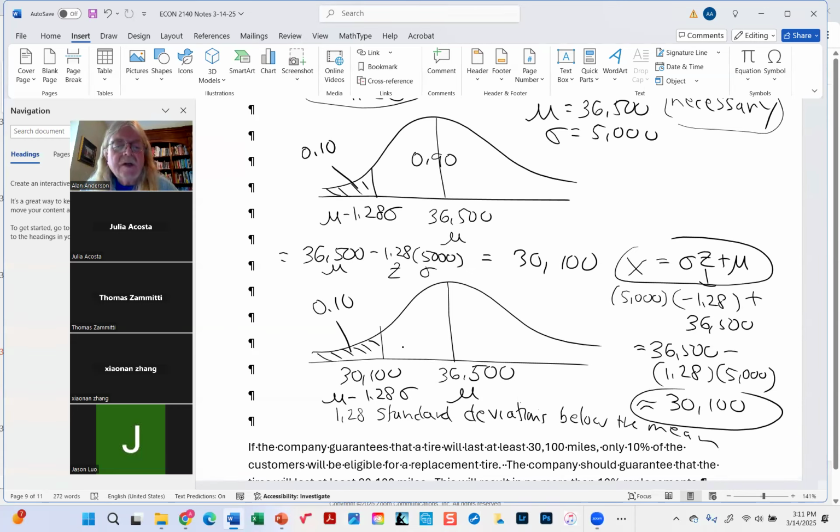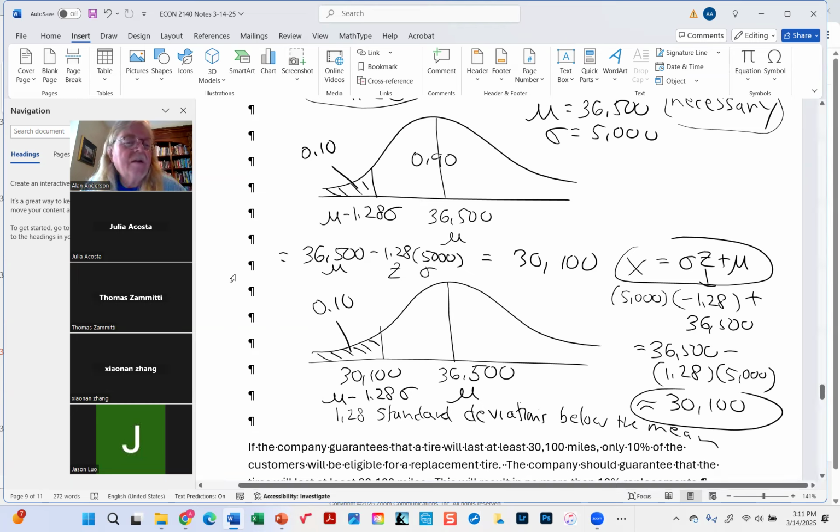So that's what we're aiming for. So what we're saying is that the company should offer a guarantee that their tires will last at least 30,100 miles in order for them to achieve their goal, which is that no more than 10% of the customers need a tire replacement. I guess it was more than that.